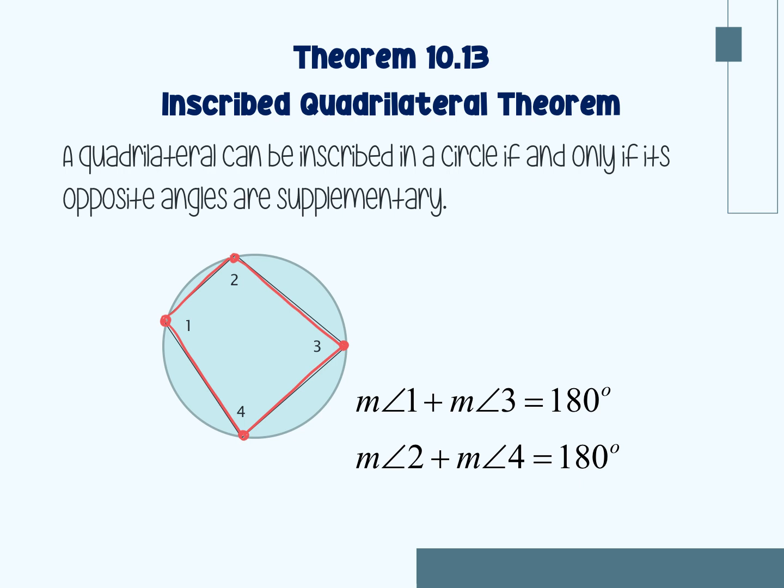So the theorem, it's a biconditional statement really, and it says a quadrilateral can be inscribed in a circle if and only if its opposite angles are supplementary. So if you're told that it is inscribed in a circle, then you know the opposite angles are supplementary. Or if you know the opposite angles are supplementary, you can conclude that it is inscribed. So that would mean that angle 1 plus angle 3 have to equal 180 degrees. And you know that angle 2 plus angle 4 also has to equal 180 degrees.